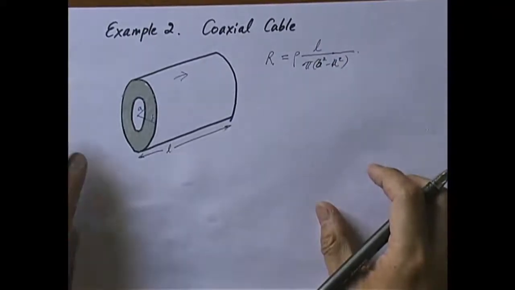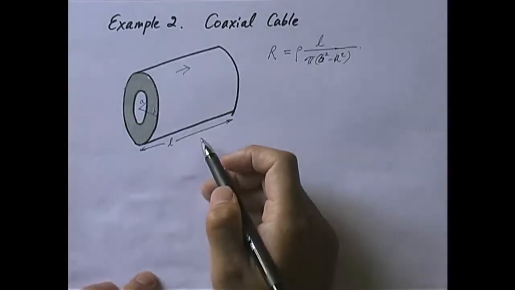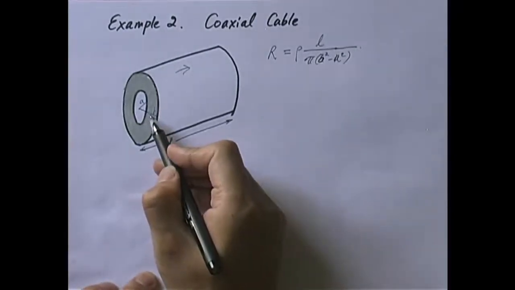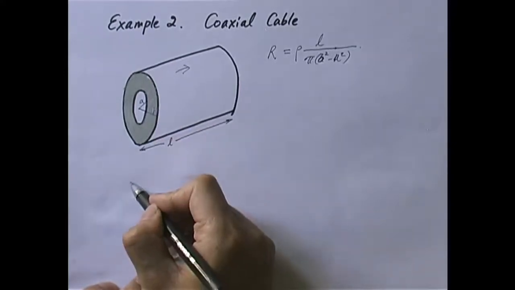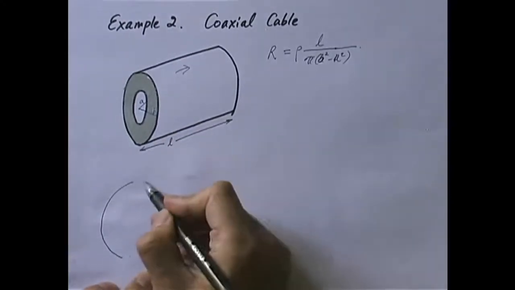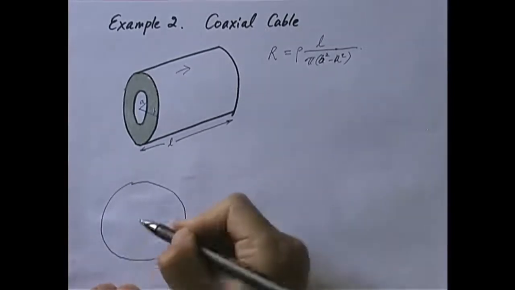Of course, we're not going to stop here. We're going to look at a more interesting case where the current flows radially outwards from the inner surface to the outer surface. Now to do so, let us draw our cross-sectional view.